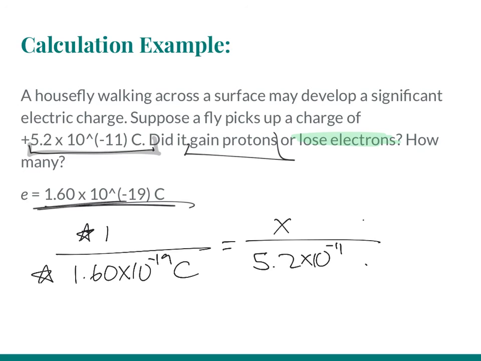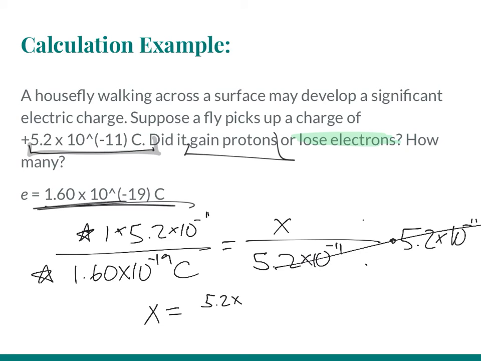So to solve for x, you multiply both sides times 5.2 times 10 to the negative 11th. And you just type that into a calculator and compute it out. So x equals 5.2 times 10 to the negative 11th over 1.6 times 10 to the negative 19th coulombs. So whatever that is going to be the answer to this question.